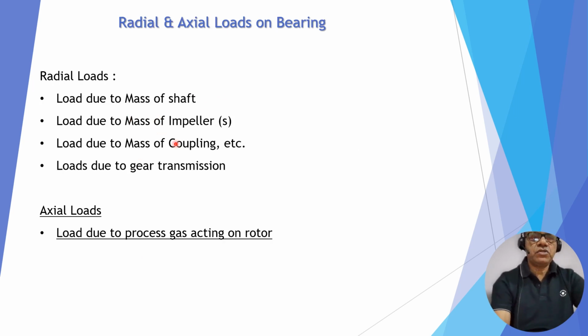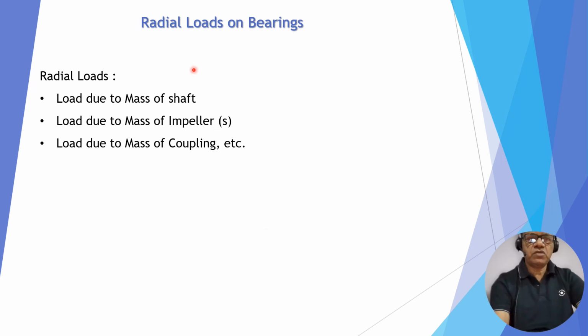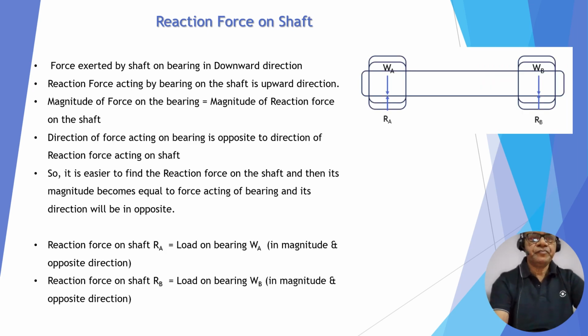These are the radial loads: load due to mass of shaft, mass of impeller, mass of coupling and gear transmission, and this is axial loads. So in this video we are going to consider only the radial load because of mass of shaft, mass of impeller, mass of coupling with the various configurations and various locations.